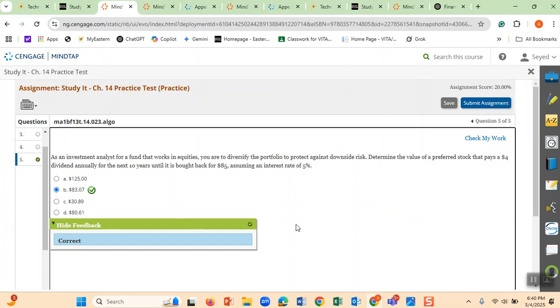Therefore, I want you to see exactly how I solved this problem, because if you understand this, you can calculate the value of bonds, you can calculate the value of callable preferred stocks, and we go from there.